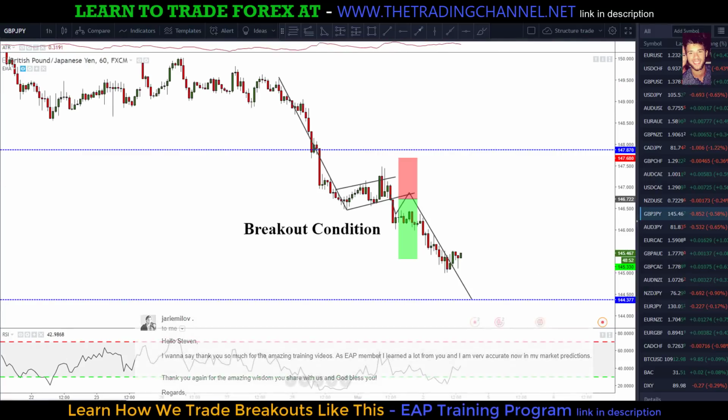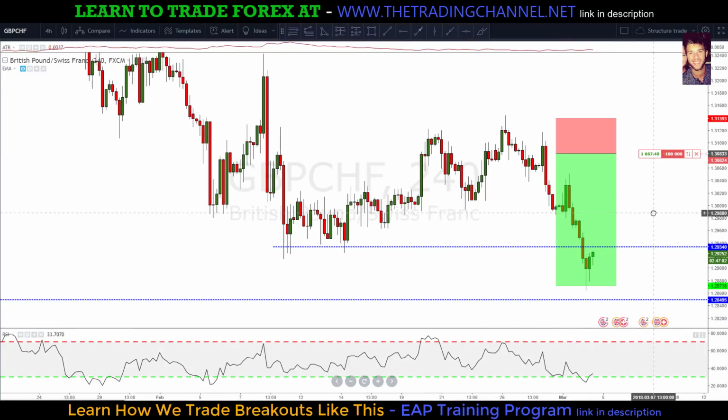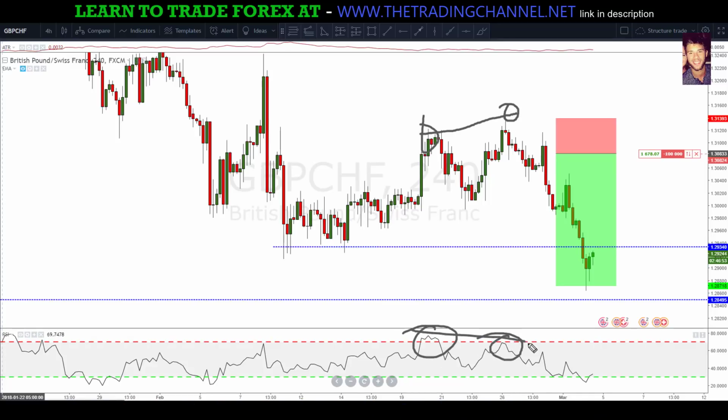Let's head back over to the pound Swiss. Okay, so here we are back on the pound Swiss chart. We've already discussed the fact that we had RSI divergence here. Lower high, higher high, higher high, lower high, creating RSI divergence.